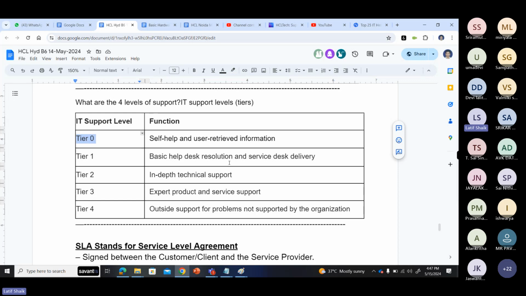For example, just a general example for our understanding. I received a call where my client has given a complaint: I am unable to get internet, my internet is not working. So what do I have to do? Okay, I will ask some questions.